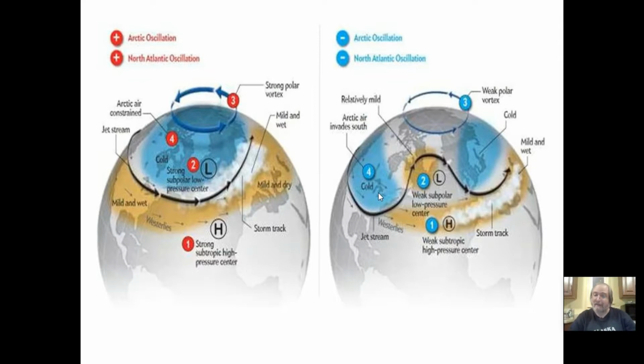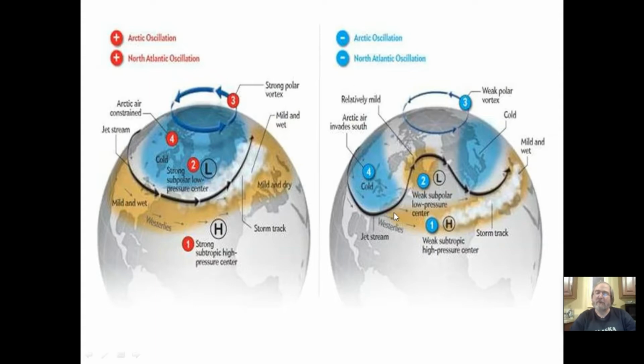This is what's been happening lately. But also with the overall warming of the ocean and the atmosphere and stuff like that, the gradient is less. So not only does it dip down, it slows down with its travel so that it lingers more. And if it's bringing precipitation, it's going to linger more and bring more precipitation. You also note that the Arctic air invades the south, okay?